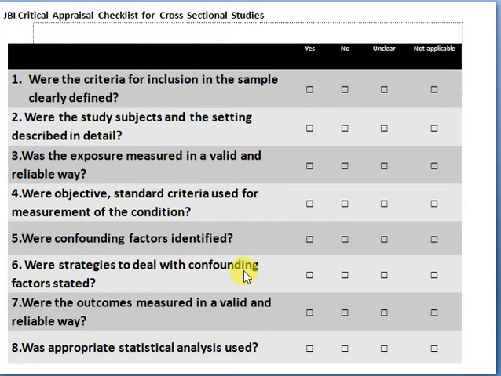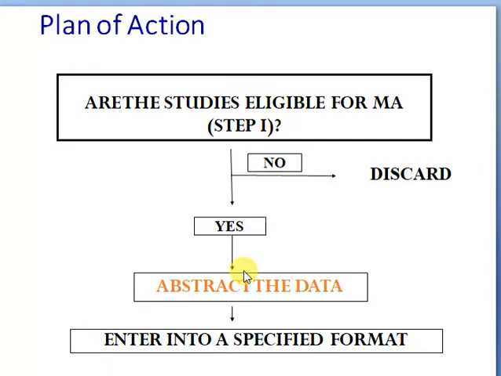This is a JBI criteria for cross-sectional study, and we have to have a plan or action plan. The action plan does have a set of steps. Are the studies eligible for meta-analysis? Step one, if yes, we can go ahead. If no, that means they are not eligible, and we can discard them here.